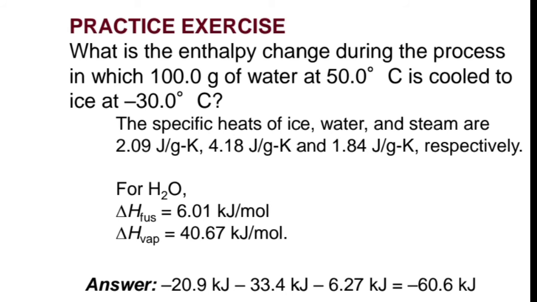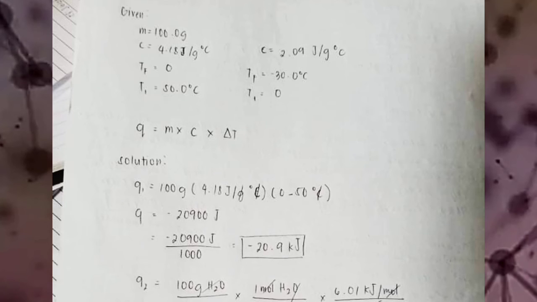What is the enthalpy change during the process in which 100 grams of water at 50 degrees Celsius is cooled to ice at negative 30 degrees Celsius? The specific heats of ice, water, and steam are 2.09 joule per gram per Kelvin, 4.18 joule per gram per Kelvin, and 1.84 joule per gram per Kelvin respectively. For water, delta H fusion is equal to 6.01 kJ per mole and delta H vaporization is equal to 40.67 kJ per mole. In the givens above, we will use the formula Q equals m times c times delta T, which is mass times specific heat capacity times the change in temperature.